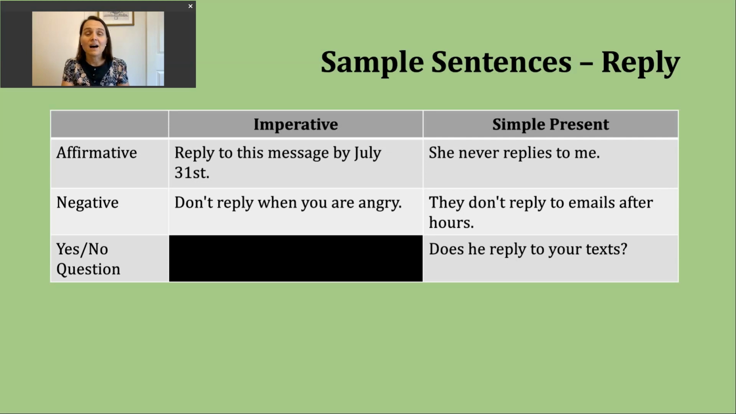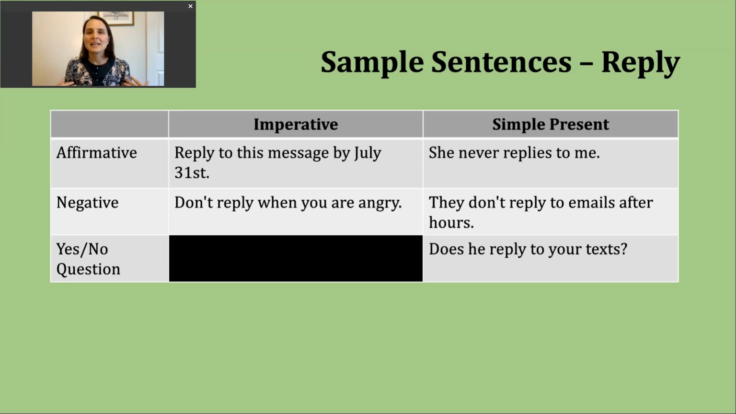This might be a line in an email or in a letter, and what it's telling you, the reader, so this could be you singular or you plural if it's addressed to many people, is that you need to respond in writing by this particular date. Now, if you want to make a negative imperative sentence, you're going to use do not and then the base verb. Here's another example. Don't reply when you are angry.